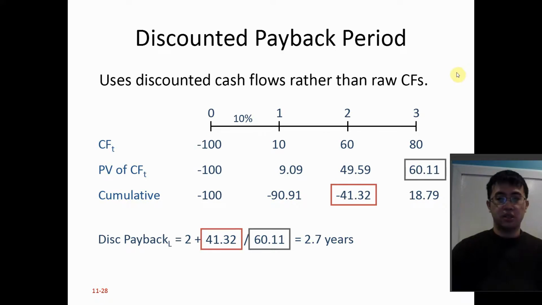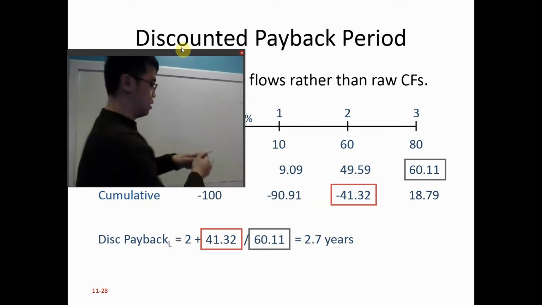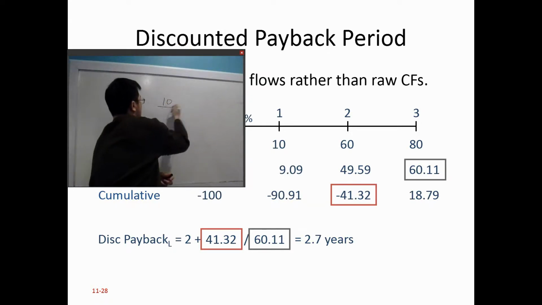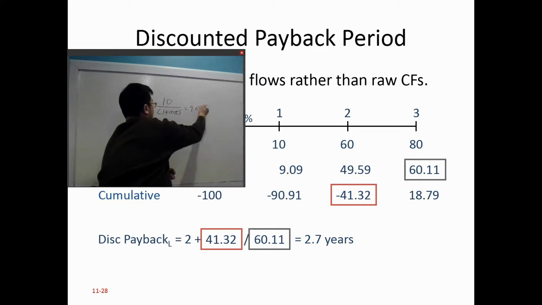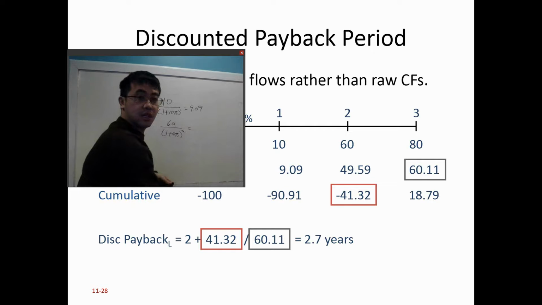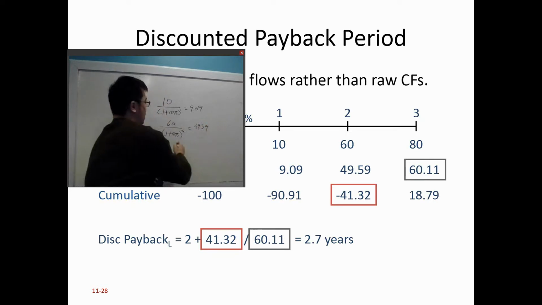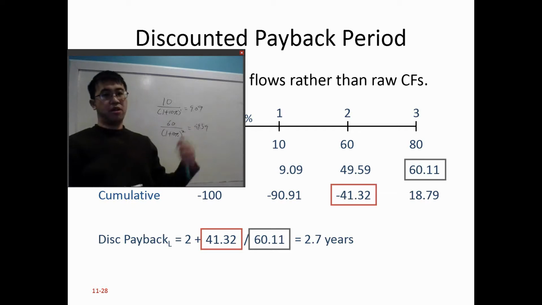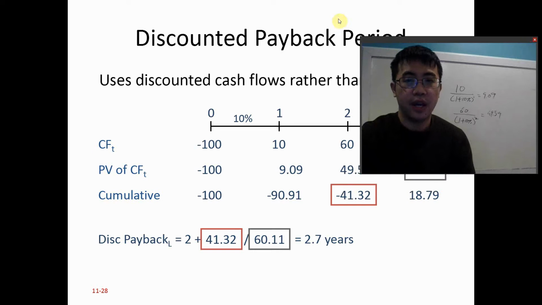Just in case you forget how to do the math, here it goes. If you have $10, you discount it for 1 year using a 10% rate, raised to the power of 1, and you will get 9.09. If you have $60, you discount it for 2 years with 10% interest, and you will get 49.59. For the third year, it's $80, so you can follow the same method. That's basically finite math.